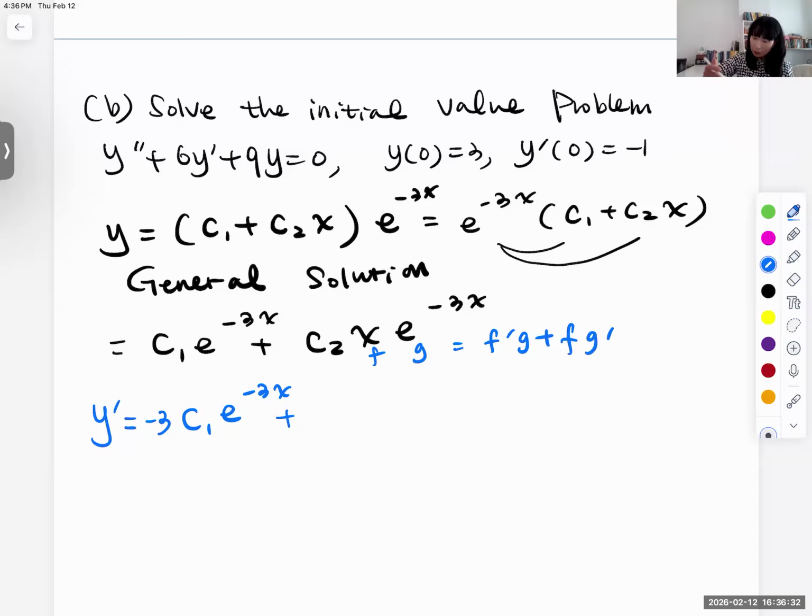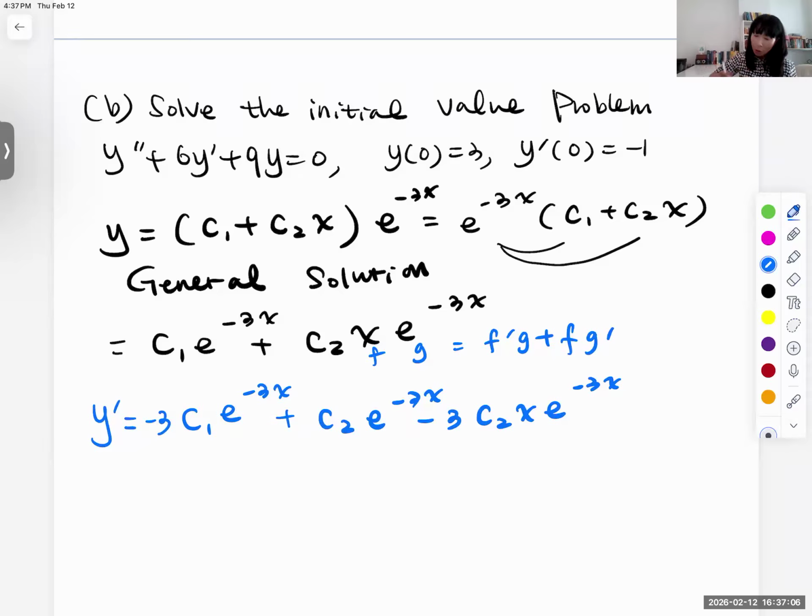All right. So we get 1, right? F prime, which is 1. So we have c sub 2, g e to the negative 3x plus f c sub 2x g prime e to the negative 3x and times negative 3, right? So times negative 3, yeah? Make sure I don't make a mistake, right?